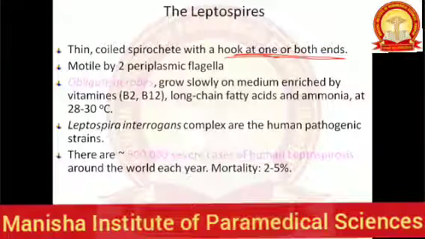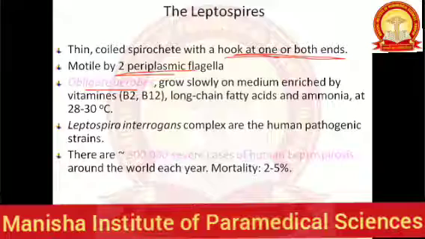They are also motile by using two periplasmic flagella, and those flagella come out from the inner cell membrane and go from one end to another end. It will attach both ends with each other. They are also obligate aerobes, that means they must need oxygen for their growth. So leptospires are the only type of bacterial species which are obligate aerobes, which need oxygen for their growth purposes.